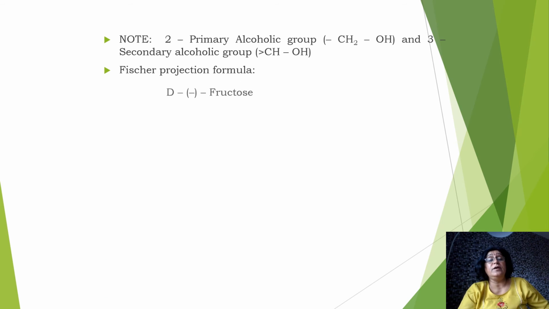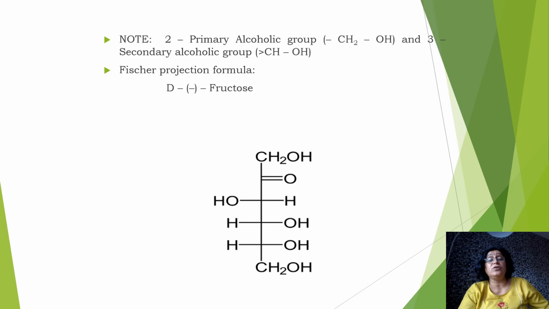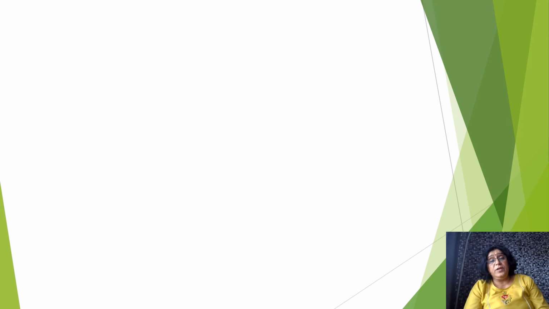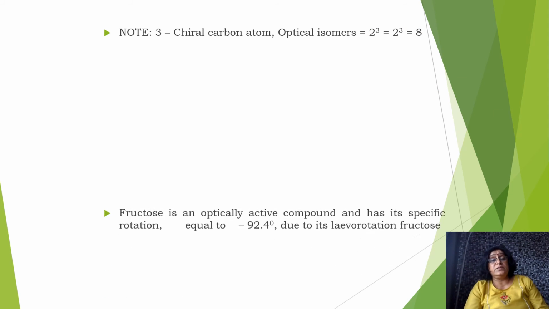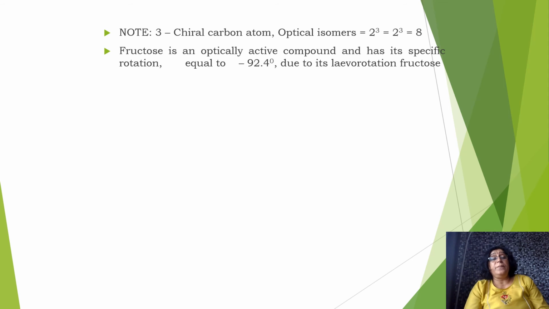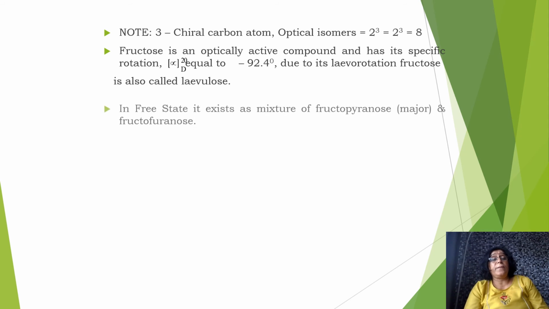So, the Fischer projection formula of D minus fructose. Just now we saw the formula, the similar one, with 2 primary alcoholic groups, 3 secondary alcoholic groups and 1 ketonic group. Now how many chiral carbons are there? 3 chiral carbons are there. That means how many optical isomers will form? It will form 2 to the power of 3, that means 8 optical isomers. Its optical rotation is minus 92.4 degrees. Due to its levo rotation, it is also known as levulose.